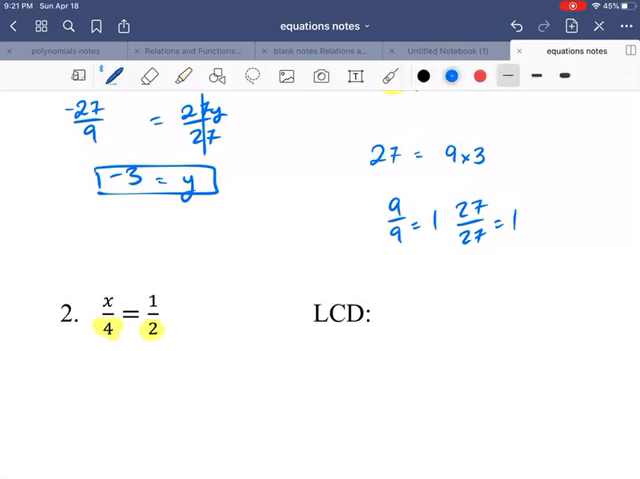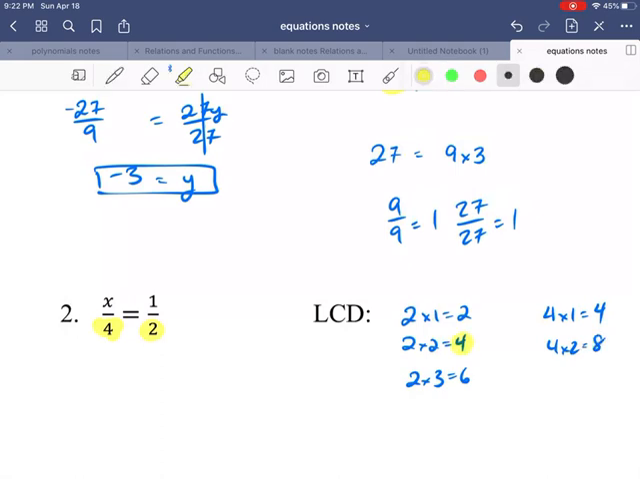If we think of the lowest common denominator between 4 and 2, think of the multiples of 4 and 2. So the multiples of 2 are 2 times 1 is 2, 2 times 2 is 4, 2 times 3 is 6, and the multiples of 4, 4 times 1 is 4, 4 times 2 is 8. Well, you might have noticed that 4 and 4 both come up. So we're going to multiply each side by 4.